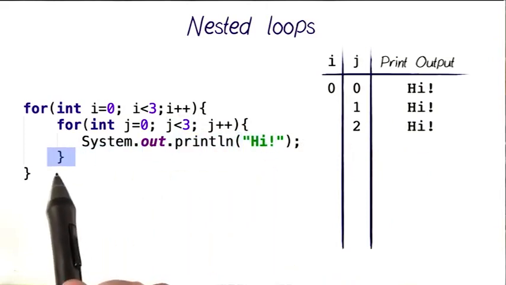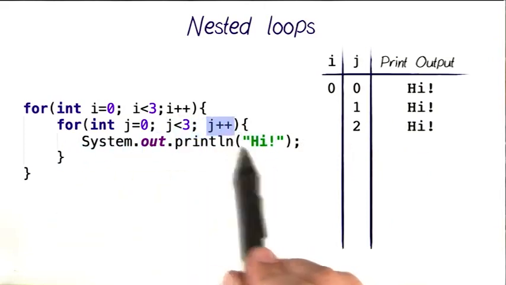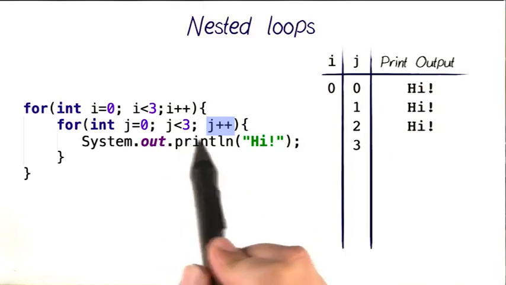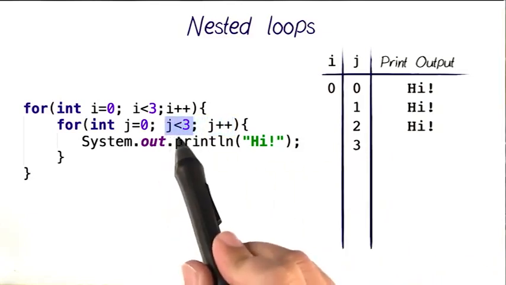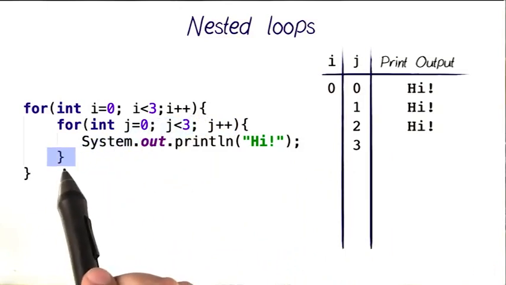This time we reach the end of the loop, we go back up and increment j by 1, making it 3, so when we check that j is less than 3 this time, it's no longer true. So that just jumps all the way to the end of this inner loop and continues from there.